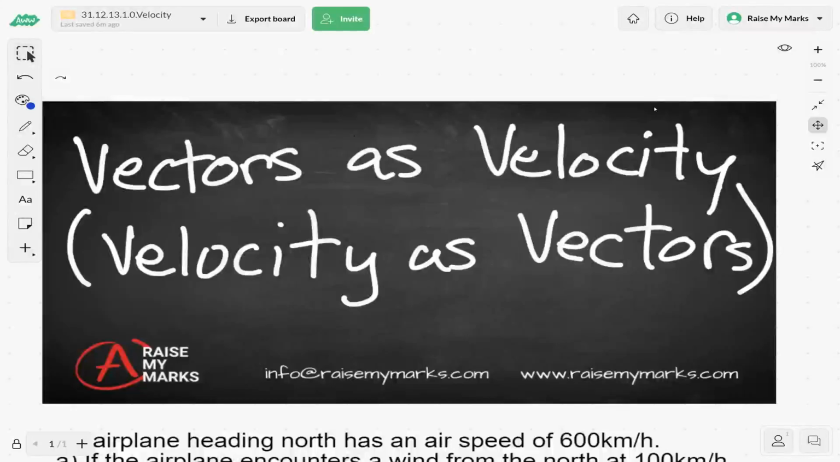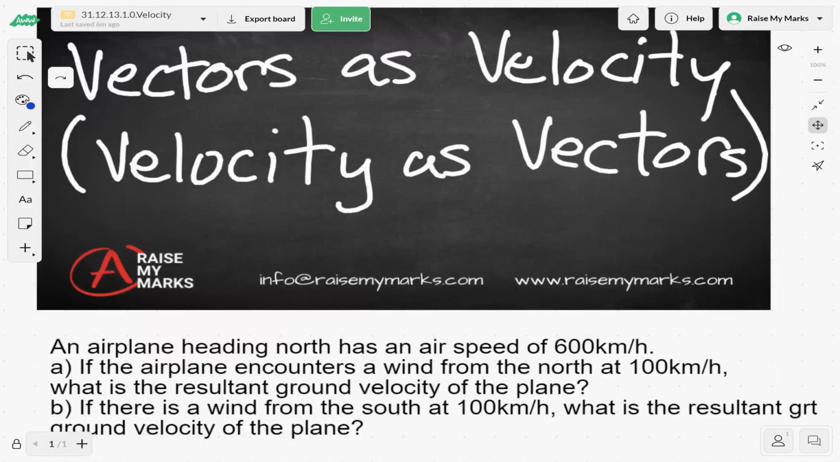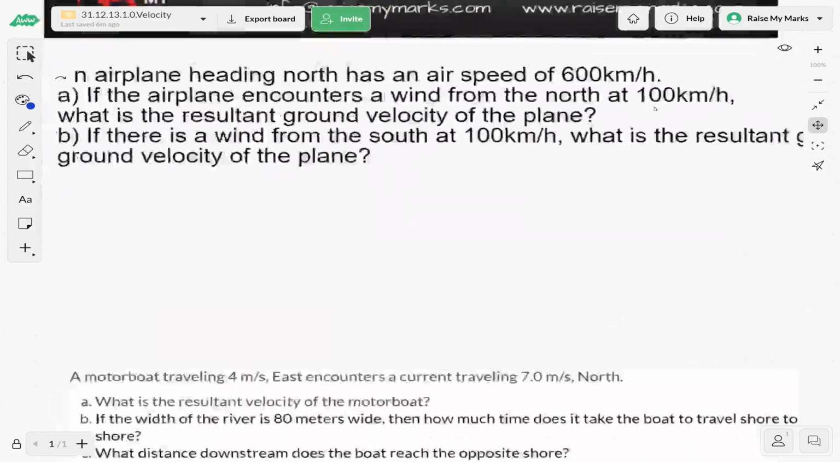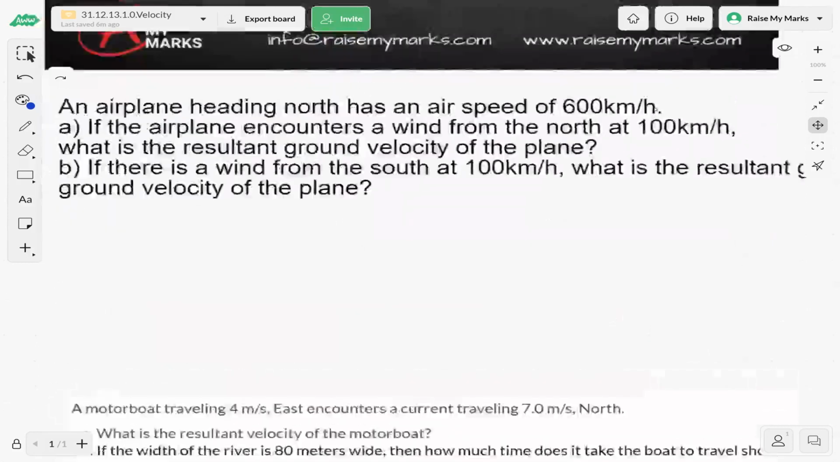So hello, today we're going to look at vectors as velocity, or velocities as vectors. So let's see what questions were given. An airplane is heading north at an airspeed of 600 kilometers per hour. In part A, if the airplane encounters a wind from the north at 100 kilometers per hour, what is the resultant ground velocity of the plane?